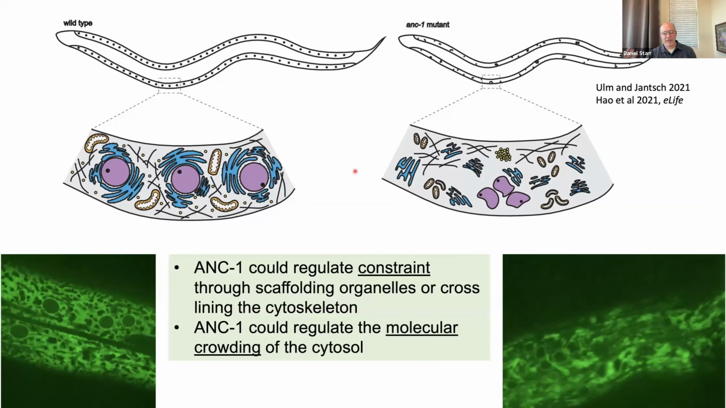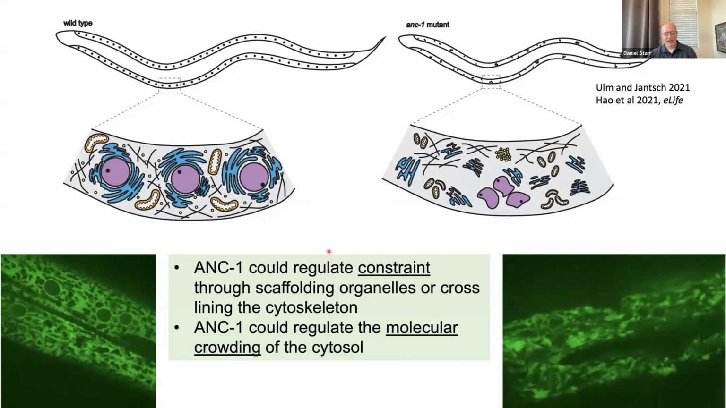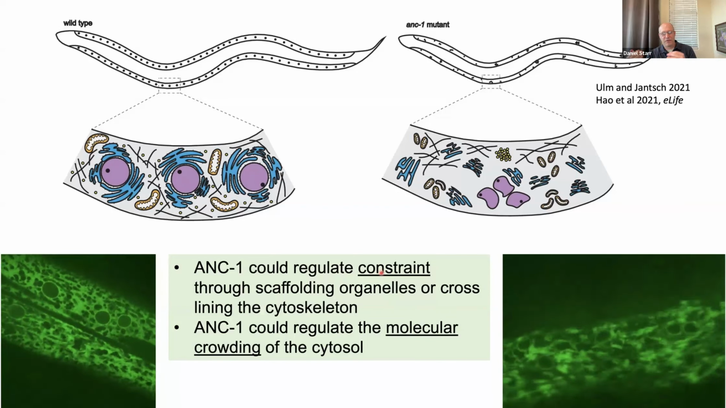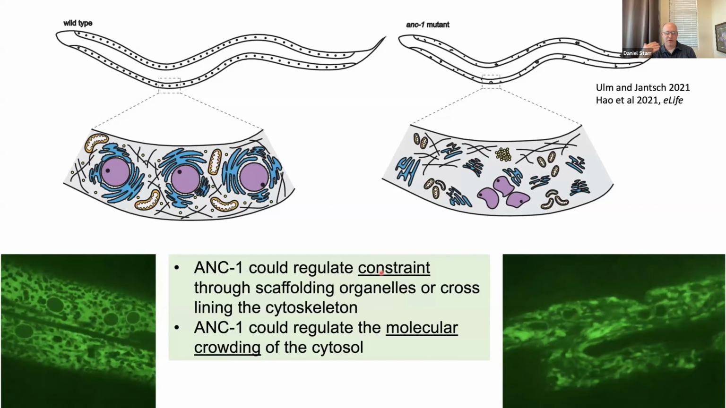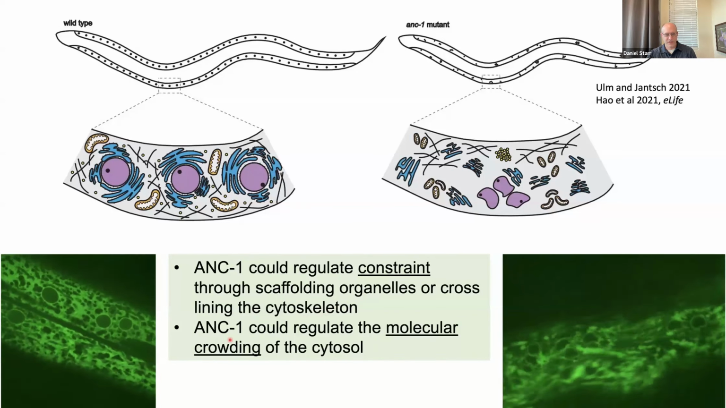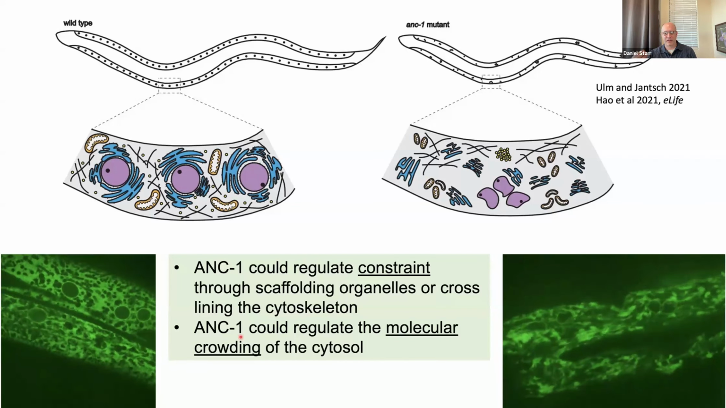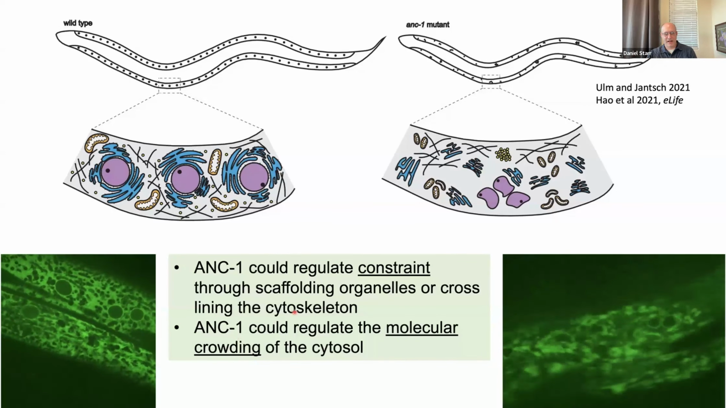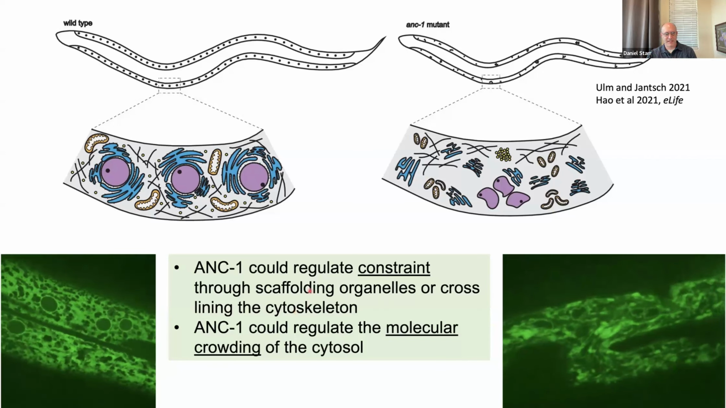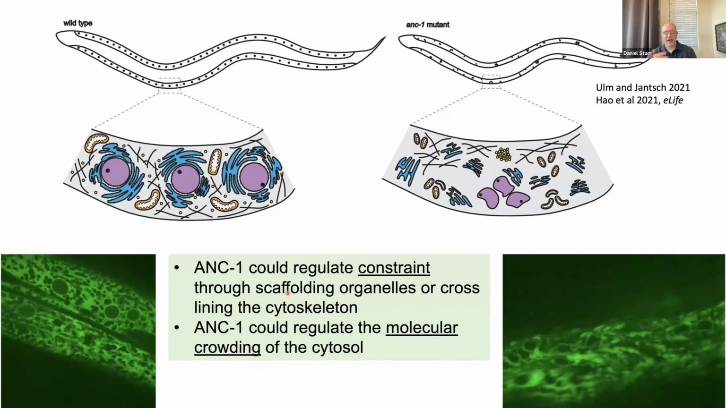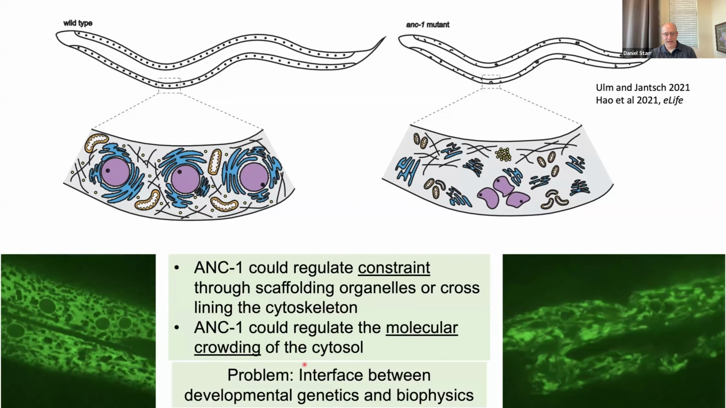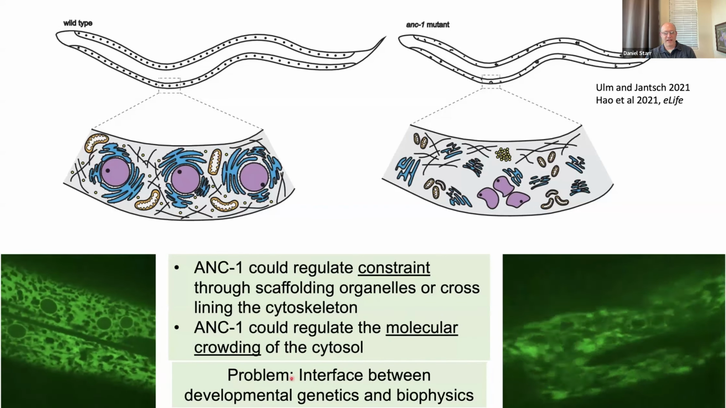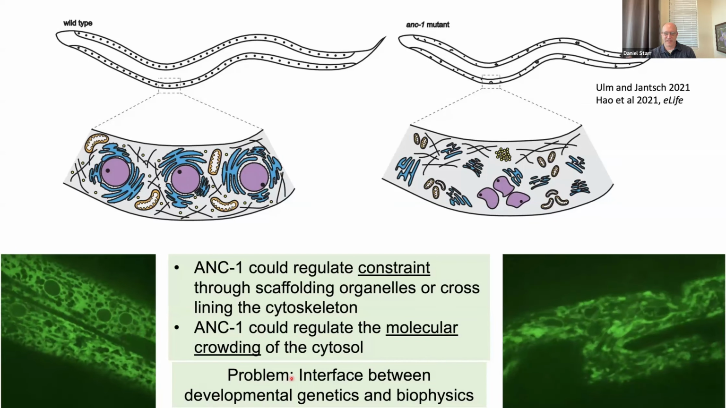So then what might ANK1 be doing? We came up with a couple different hypotheses here: that ANK1 could somehow regulate constraint of the cytoplasm through scaffolding the ER or other organelles, or cross-linking the cytoskeleton. Alternatively, ANK1 could be regulating the molecular crowding of the cytosol at the macromolecular level. Now, the problem here was I'm classically trained as a developmental geneticist, and these types of hypotheses, I just don't have the tool set to answer them. And this really required an interdisciplinary approach to tackle this problem at the interface of developmental genetics and biophysics.